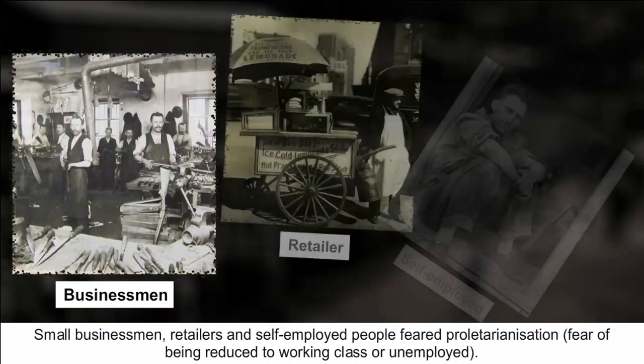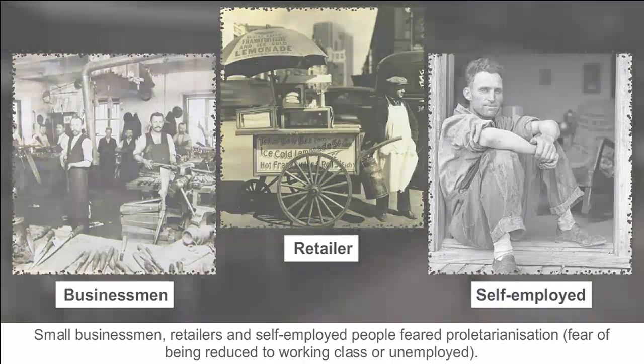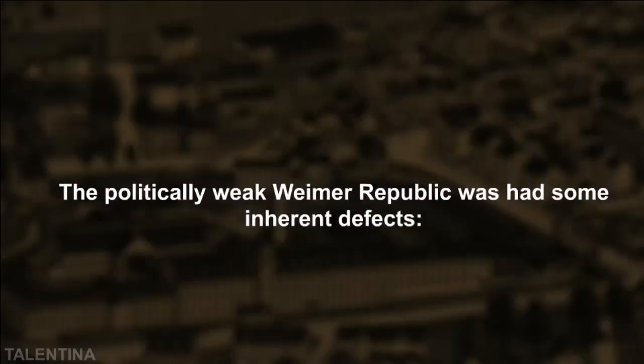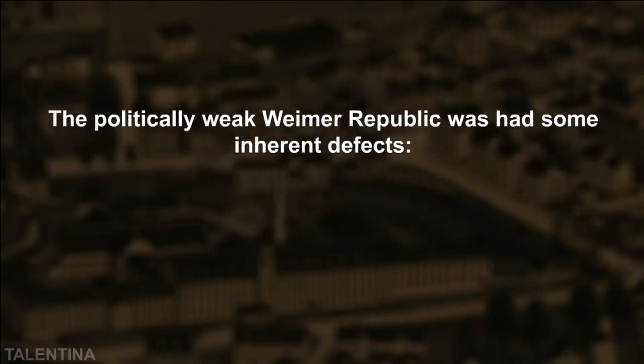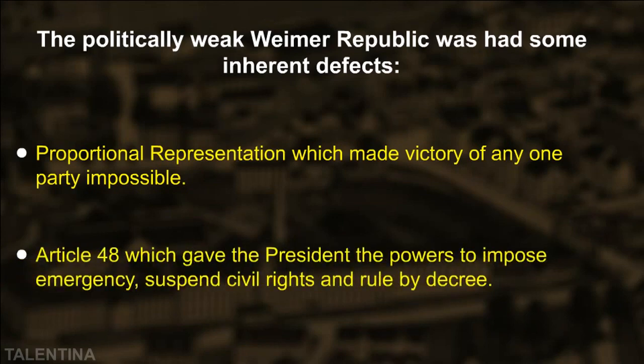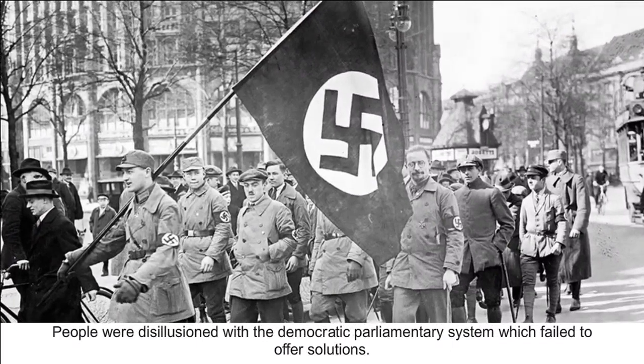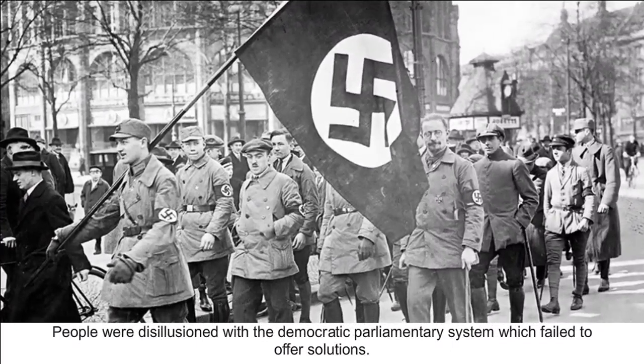Small businessmen, retailers, and self-employed people feared proletarianization, fear of being reduced to working class or unemployed. The politically weak Weimar Republic had some inherent defects. Proportional representation, which made victory of any one party impossible. Article 48, which gave the President the powers to impose emergency, suspend civil rights, and rule by decree. People were disillusioned with the democratic parliamentary system, which failed to offer solutions.